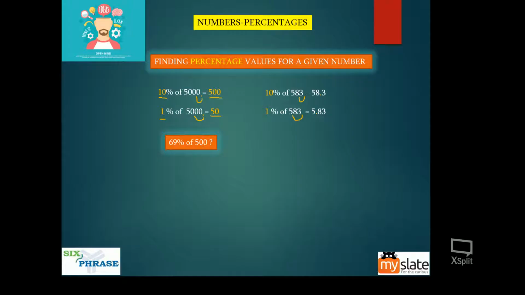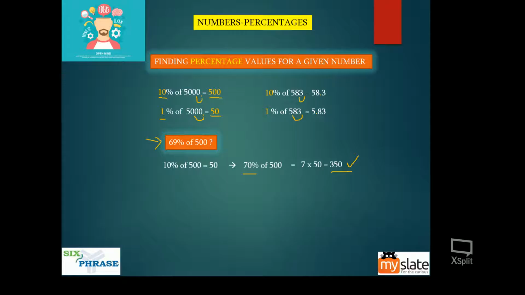So 69 percentage of 500: first find 10 percentage of 500. You know how to find 10 percentage. It is 50. Now if 10 percentage is 50, what is 70 percentage? You just have to multiply 50 by 7. So you get 350. See, you got 70 percentage within a second. 69 is not far away, right? If you know 70, 69 is not far away.